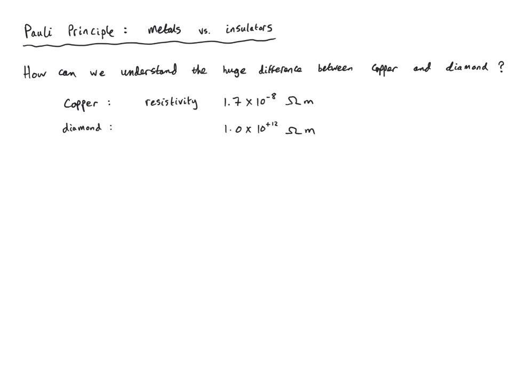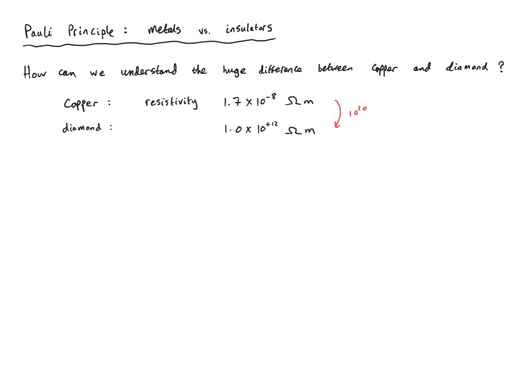Copper has a resistivity of roughly 1 times 10 to the minus 8 ohm meters, while diamond has a resistivity of 1 times 10 to the 12 ohm meters. This is an incredible difference. It's a factor of 10 to the 20 between the resistivities here, 20 orders of magnitude. How does this come about, and what's it got to do with the Pauli principle?